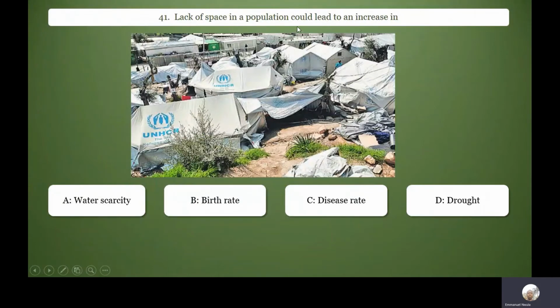Lack of space in a population could lead to an increase in disease rates. 41 is C. Okay, what you can have in a refugee camp, there could be easy spread of diseases.